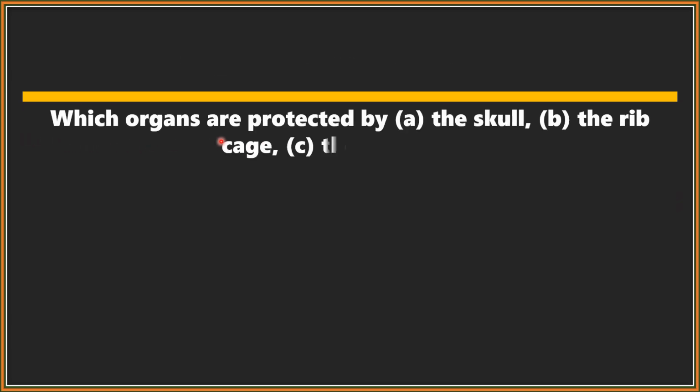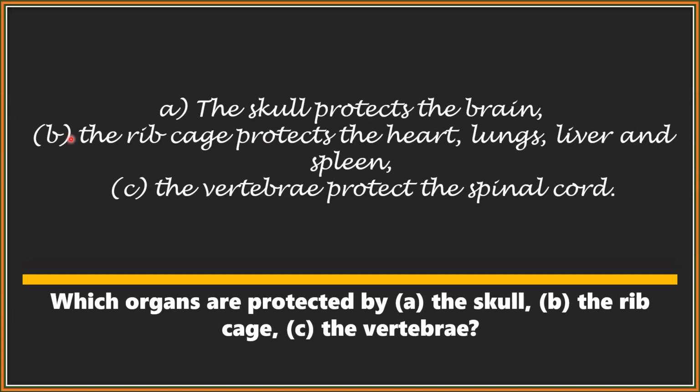Which organs are protected by the skull, the rib cage, the vertebrae? The skull protects the brain. The rib cage protects the heart, lungs, liver, and spleen. The vertebrae protects the spinal cord.